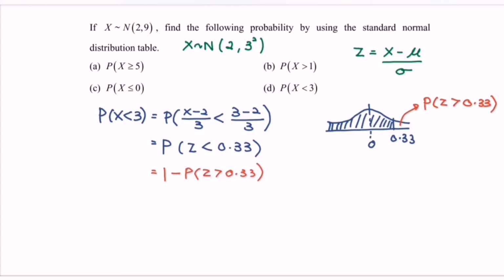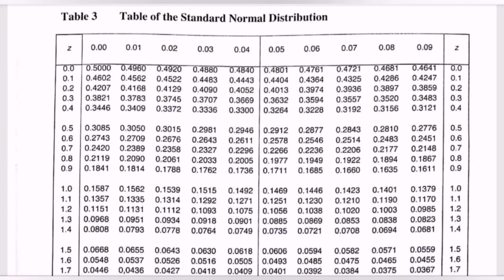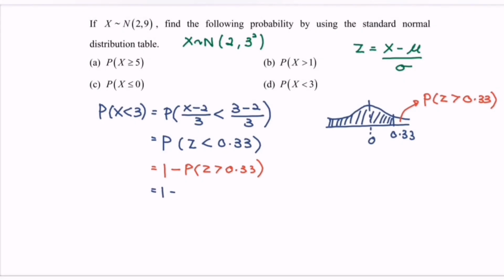Kindly refer to the table. Here we have the table of the standard normal distribution, 0.33. Here we have 0.3 and here we have 0.03. So z greater than 0.33 will be 0.3707 as the area under the curve. So we have 1 minus the probability that z is greater than 0.33, where we have 0.3707. Simplify the situation: the probability that x is less than 3 will be equal to 0.6293.